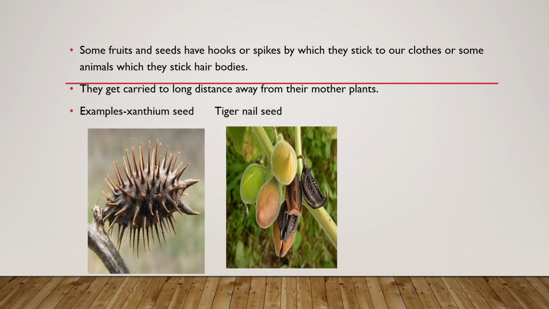Now some fruits and seeds have hooks or spikes, by which they stick to our clothes, or to the hair and bodies of some animals. They get carried a long distance away from their mother plant, like xanthium seeds and tiger nail seeds. We have all seen such seeds nearby, and they can be carried a long distance away from their mother plant. So in this way their seeds can be dispersed.